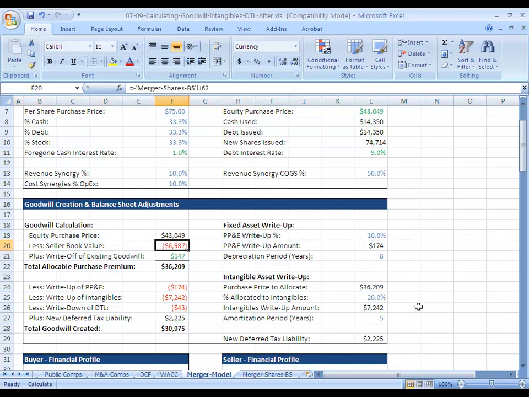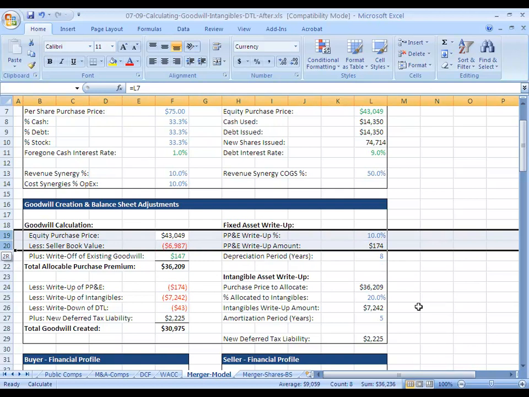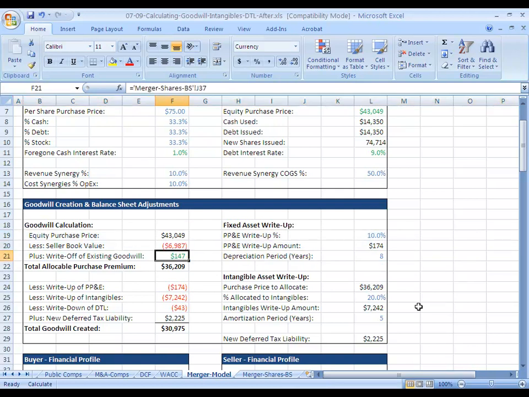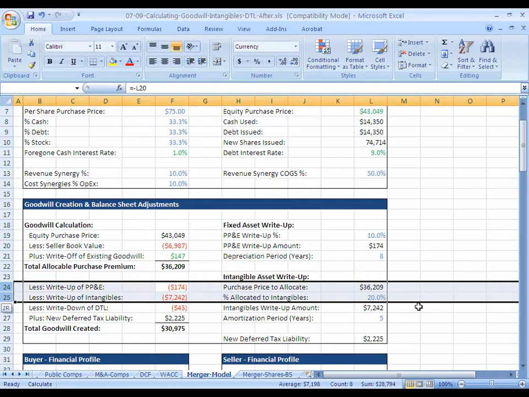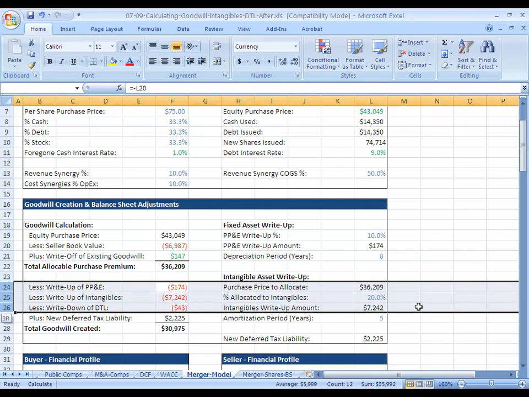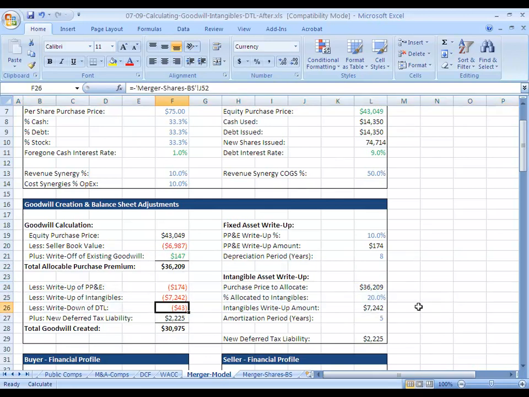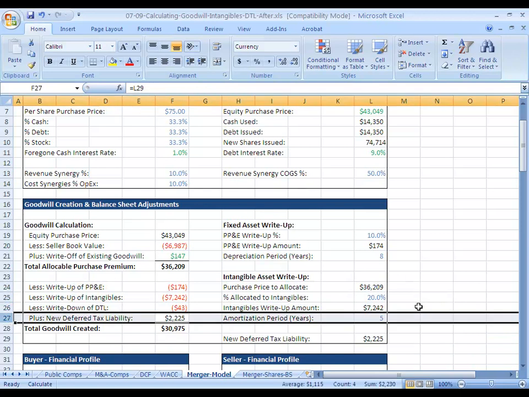So that is an example of how we go through and calculate goodwill for an acquisition like this with Apple acquiring RIM. Again, the key point here is that you basically start with equity purchase price minus book value, but then you have to write off existing goodwill. You may adjust PP&E and other intangibles and write down the deferred tax liability. And then as a result of all these changes, you also get a new deferred tax liability getting created.